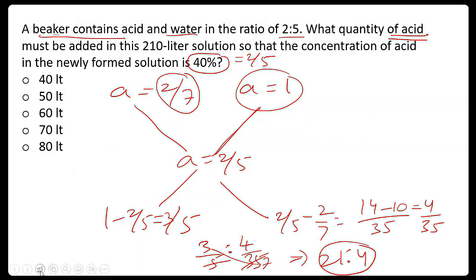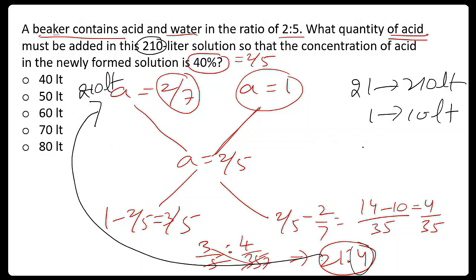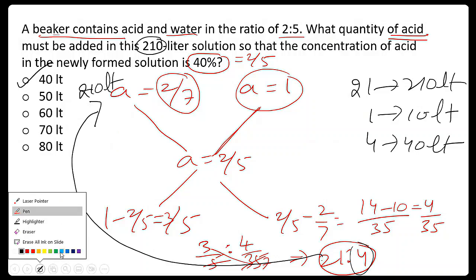This 21 is of the solution what we already have, which is given as 210 liters. So this 21 is 210 liters. If 21 parts is 210 liters, then one part is 10 liters. Then we want four parts, which is 40 liters. So you can go by the rule of alligation also. But again, if you don't like the rule of alligation, then you can go by the previous X method. So here, how do I apply the rule of alligation?